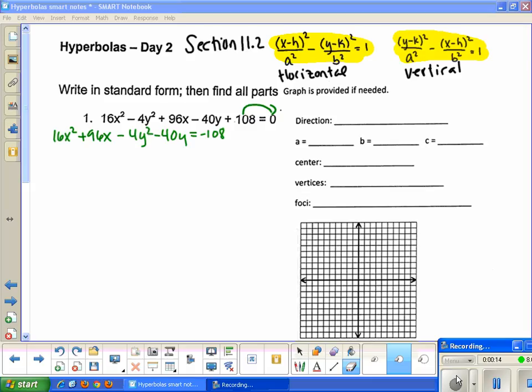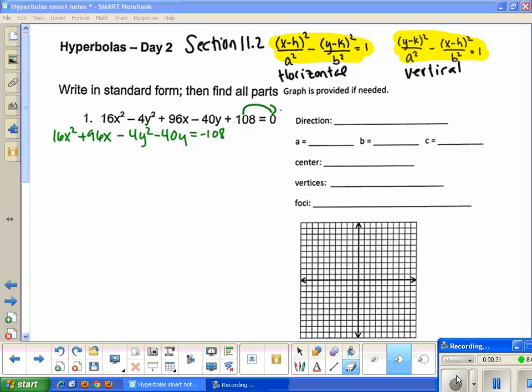Just remember that now we have a minus sign in between the two, and so for horizontal, your x minus h quantity squared over a squared is first, and for vertical, the y minus k squared over a squared is first there. Now, when you are looking at this first equation, we want to put it in standard form. This is the general form.